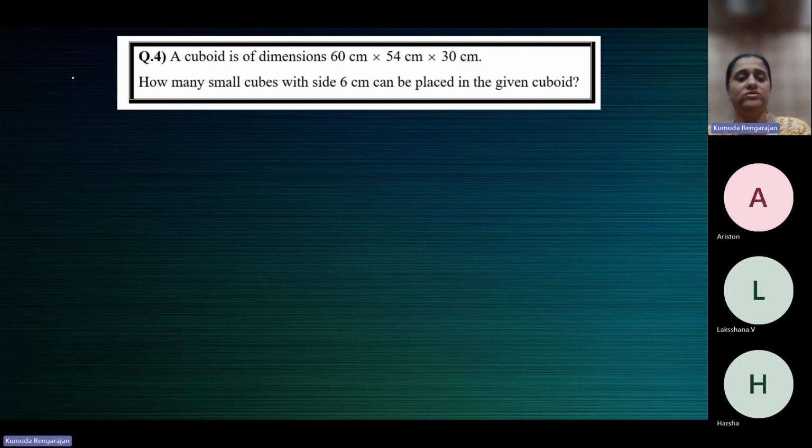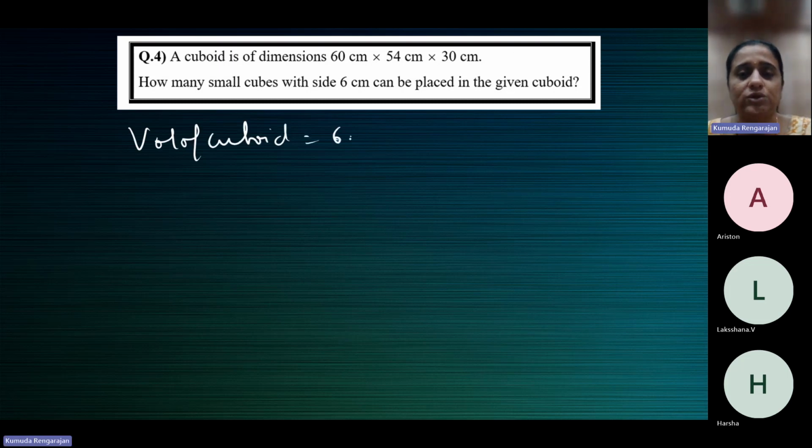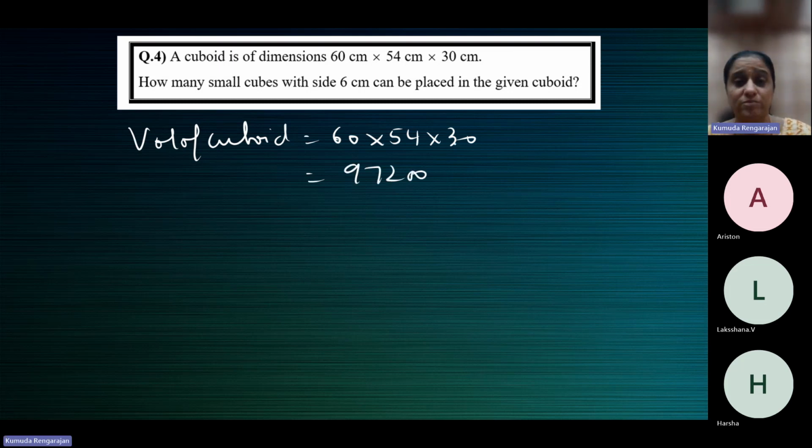What you should not do is find them separately like this. You must not find the volume of the cuboid as 60 into 54 into 30. You should not do this multiplication. See, when you multiply 60 into 54 into 30, you get 97200 centimeter cubed. So you're spending time multiplying.